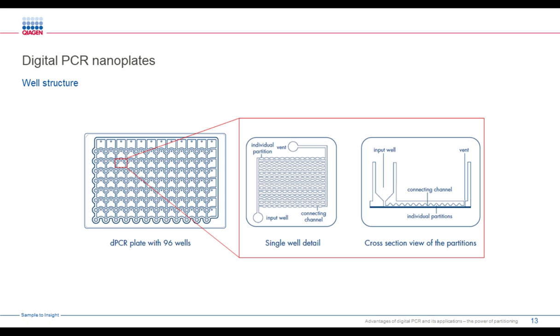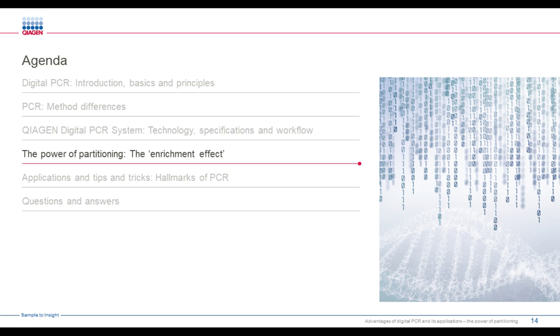So if we look at how our plates are built, we are doing our partitioning inside our wells. We have an input well, which is connected to microfluidics, and in these microfluidics, we have nano compartments. This is a grid which is connected to each other at this stage. They also end up in an air vent because we need that to be able to prime the well with our sample.